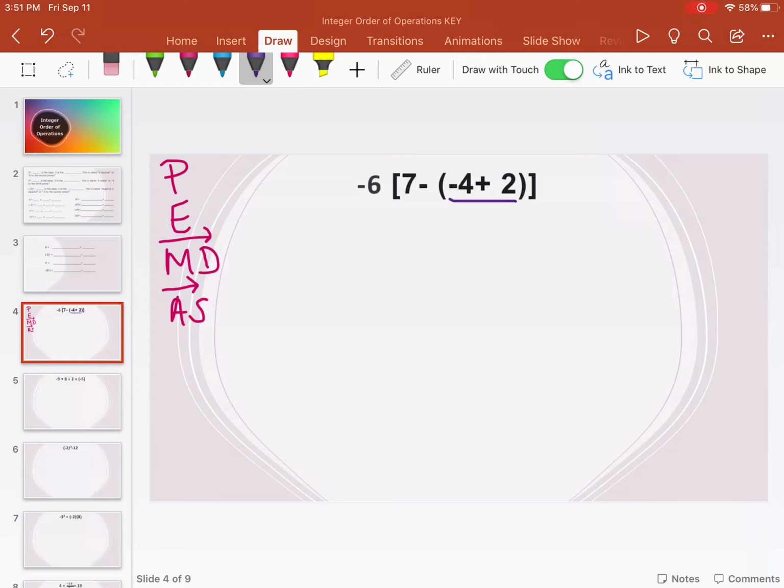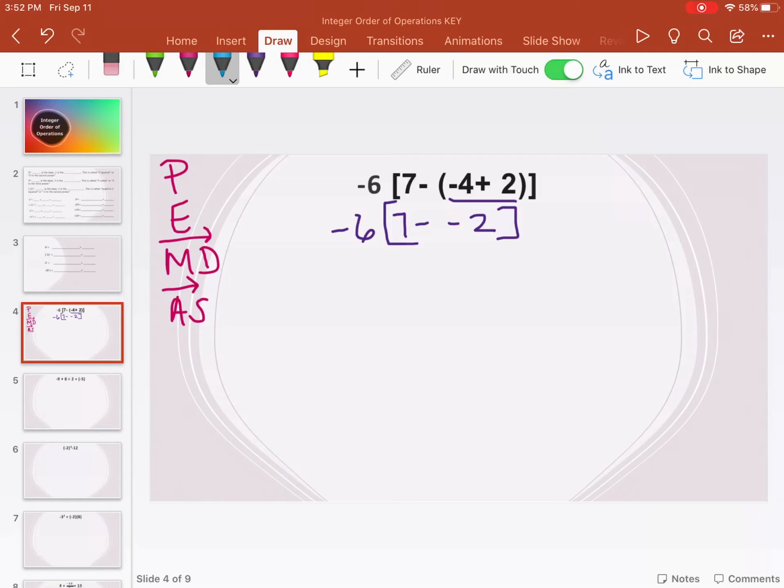So this negative 4 plus positive 2, different signs, subtract. So 4 minus 2 is 2. Keep the sign of the larger number, which makes this a negative 2. And then everything else that was already in the problem has to come down as well. So this 7 minus, put my brackets, and this negative 6 on the outside.